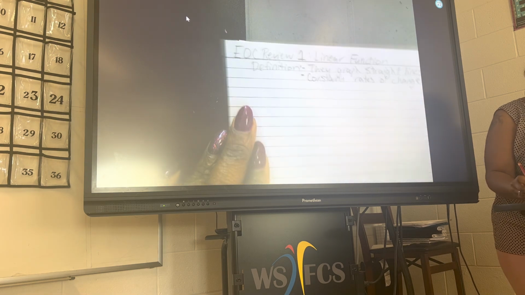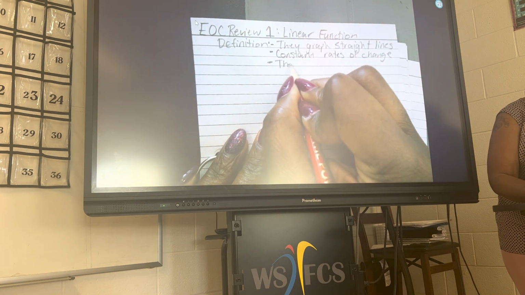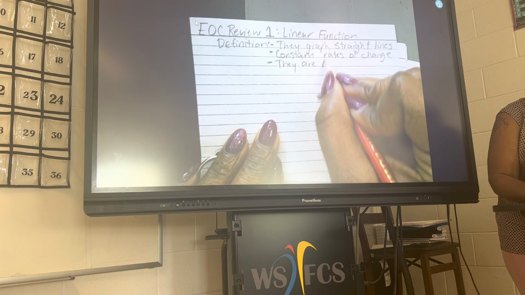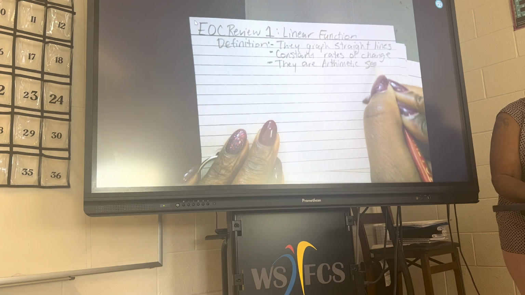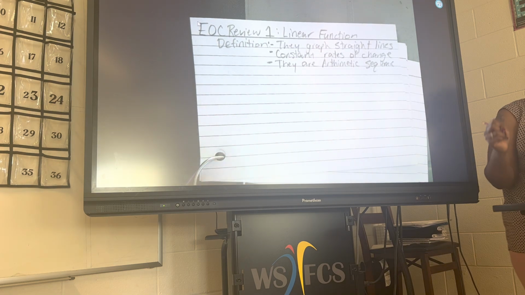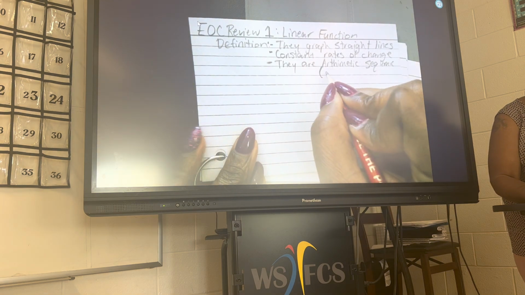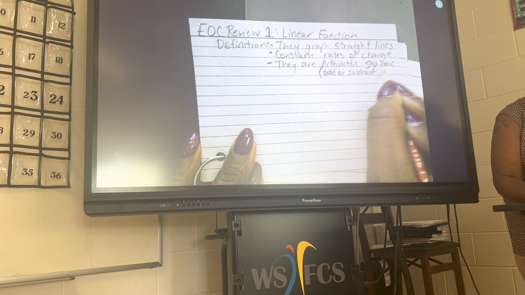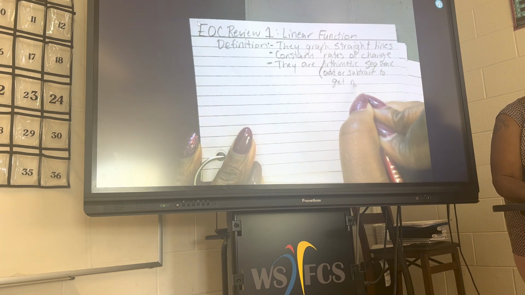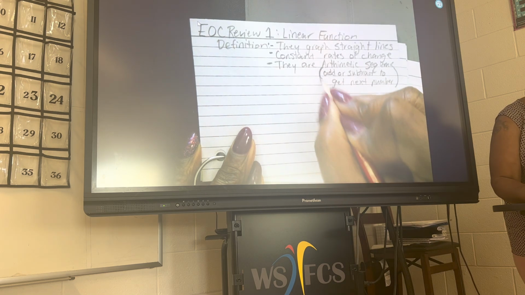Okay, they graph straight lines, they have constant rates of change, and they're arithmetic sequences. An arithmetic sequence means that you add or subtract to get to the next number. So in parentheses here, I'm going to put add or subtract to get next number. Okay? That's what an arithmetic sequence is.